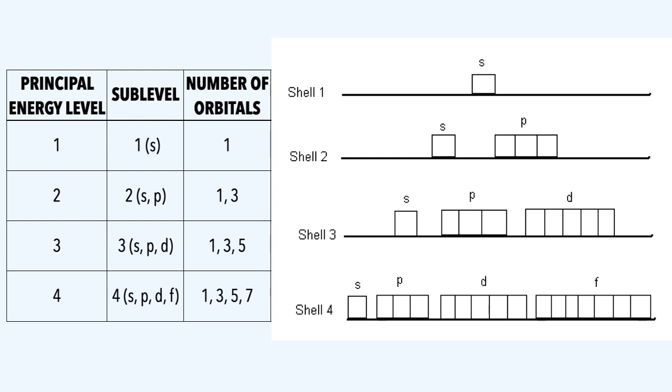Finally, sa shell number 4, 4 ang ating sublevel, S, P, D, and F. So, bawat sublevel, meron niyang number of orbitals. For S, isang square. For P, 3 square na magkakadikit. For D, meron tayong 5. And for F, meron tayong 7 orbitals.